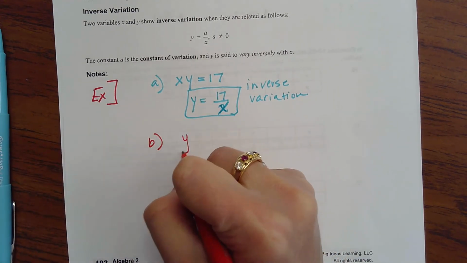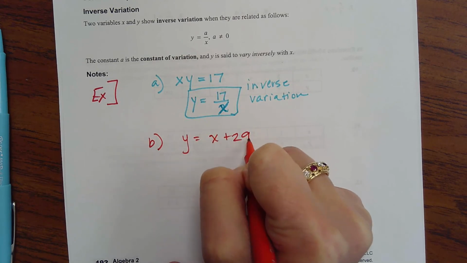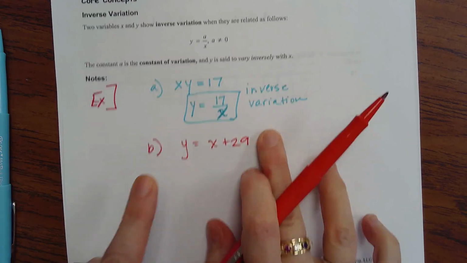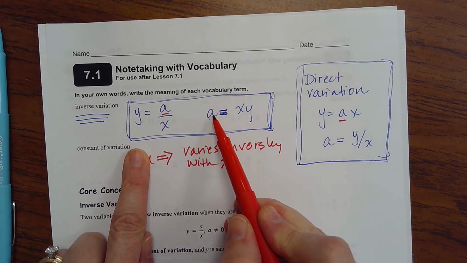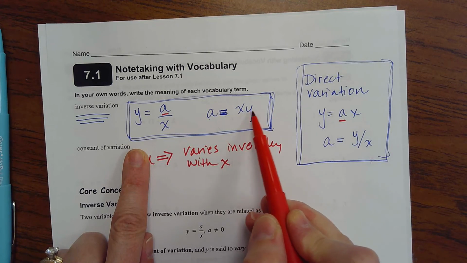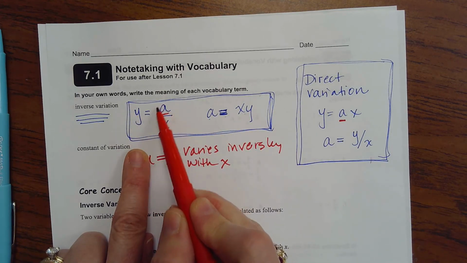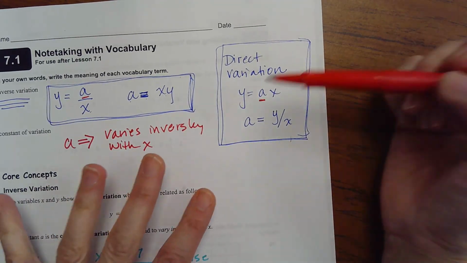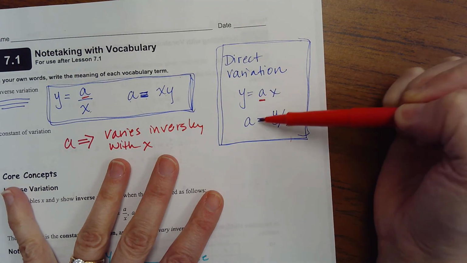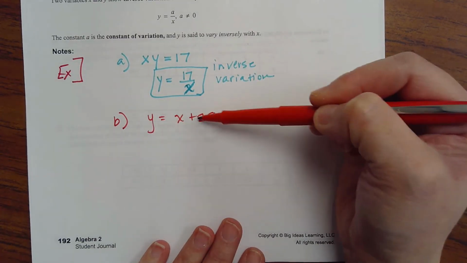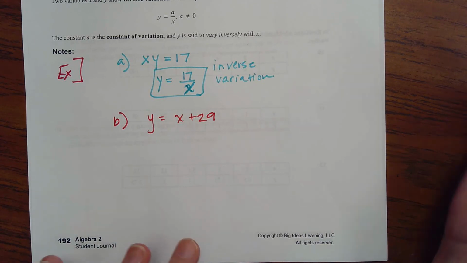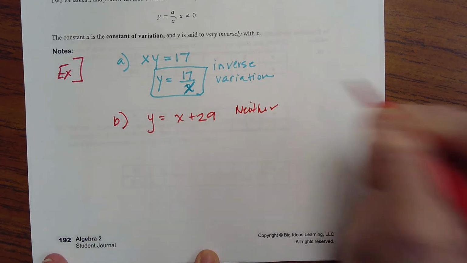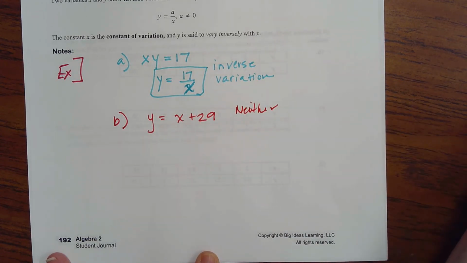This one would be y equals x plus 29. What we're looking at is the relationship between y and x. For it to be inverse, your constant has to equal y and x multiplied together, or you can think of it as y equals a over x, your constant over x. For direct variation, similarly, y has to equal a times x, or a has to equal y over x. In this case, we have no scenario in which we're adding a constant. So this is what we call a linear relationship, right? So this is a neither scenario. It's not direct variation, nor is it inverse variation.